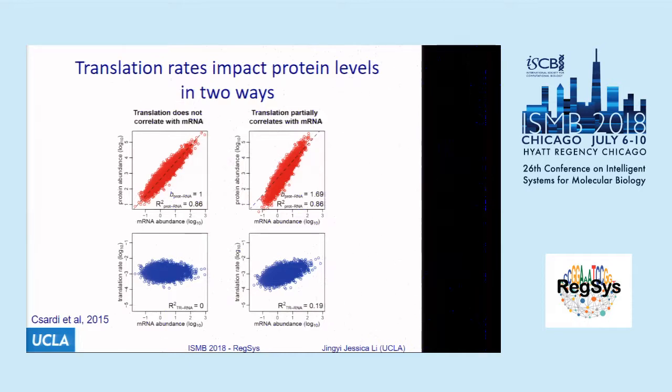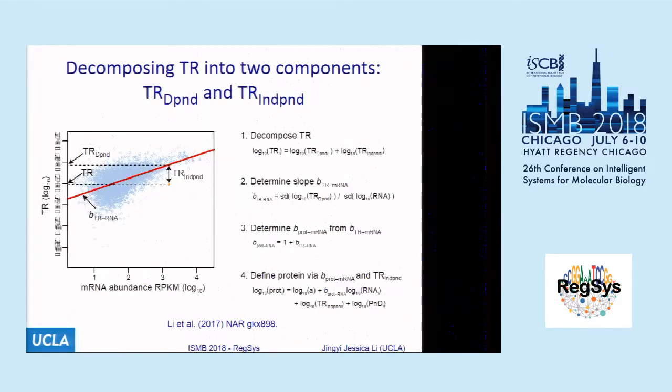However, if translation rates are indeed correlated with mRNA abundance, as was found by Csárdi in yeast, then we will see the slope between protein and mRNA should be greater than 1, not 1 anymore. This motivates us to think that if we want to investigate the contribution of translation rates to protein abundance, we should consider 2 components separately: the part of the translation rate that is correlated with mRNA and the part that is uncorrelated with mRNA. This is what we think.